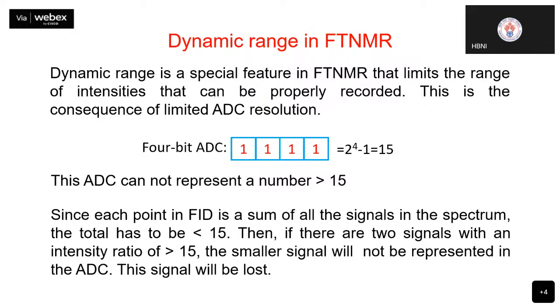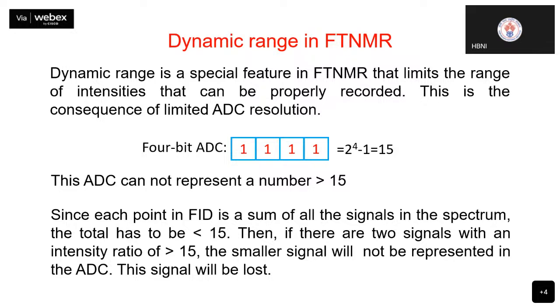This represents the number 2 to the power 4 minus 1, because you see this one is 2 to the power 0, 2 to the power 1, 2 to the power 2, 2 to the power 3. So all of these add together, it gives you the number 2 to the power 4 minus 1, that is equal to 15. Now, if you have a number which is greater than 15, then the 4-bit ADC cannot represent it. Since each point in the FID is the sum of all the signals in the spectrum, the total has to be less than 15.